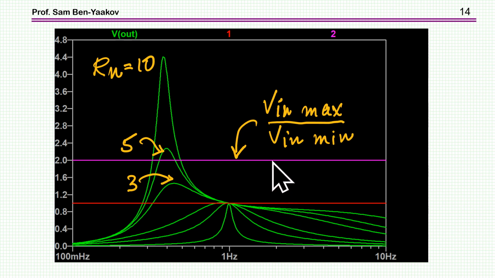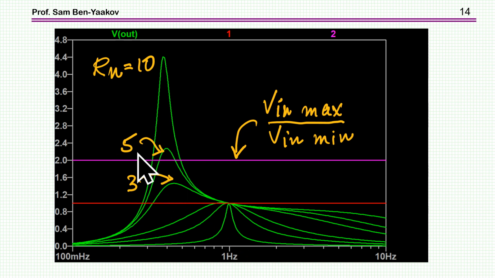And how much gain do I need? I need the ratio of the Vin max to Vin minimum. And this is an example of 2. That is, the ratio between the maximum voltage and the minimum voltage is 2, so that if the voltage drops, I can go up here, increase the gain, so as to keep the output voltage constant.